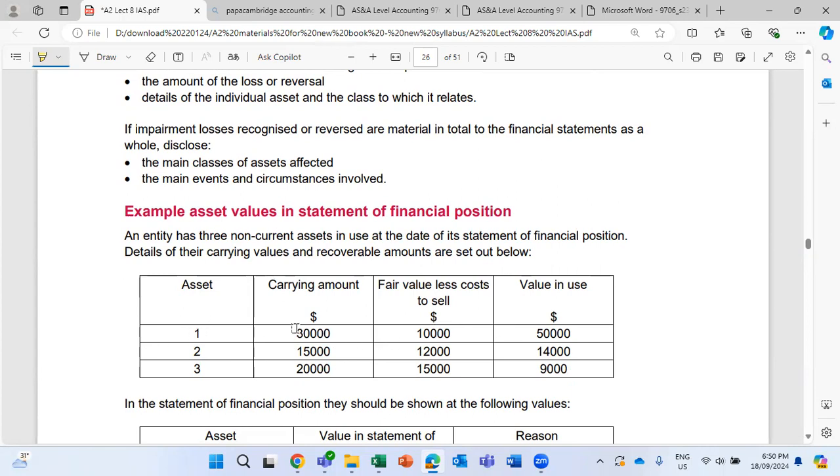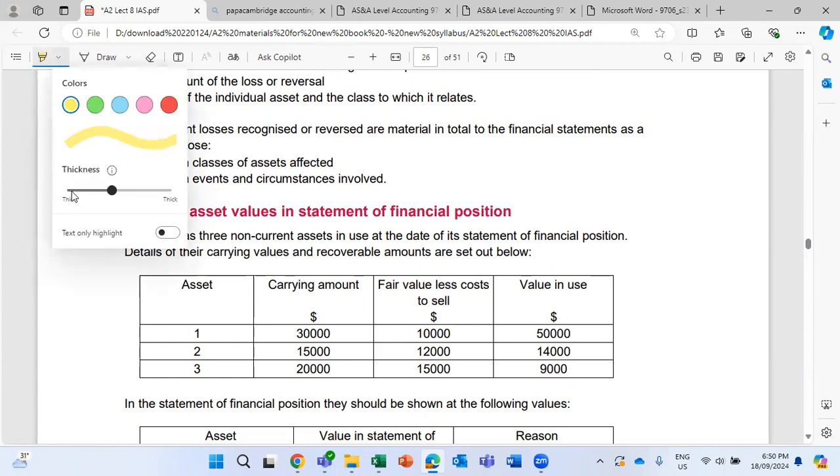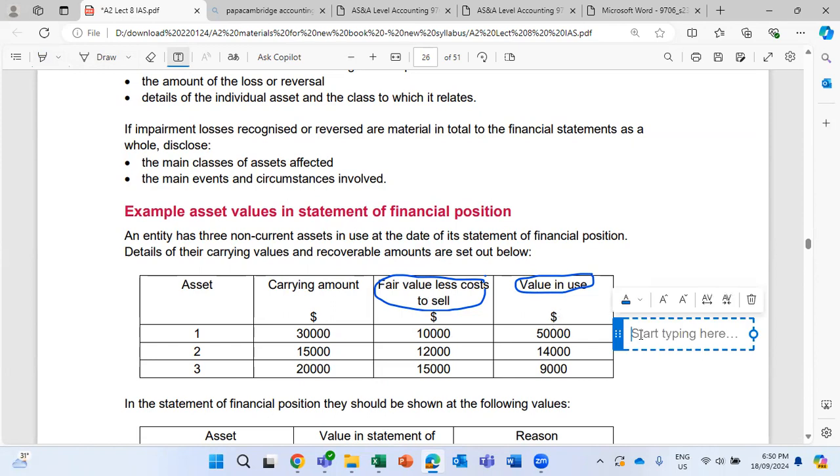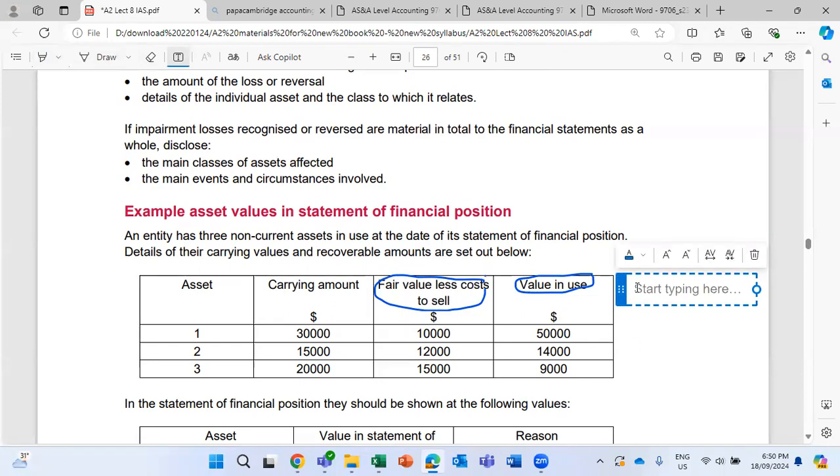Asset 1, the carrying amount is 30,000. Fair value less cost to sell is 10,000. Value in use is 50,000. So we need to compare value in use and fair value less cost to sell. We always pick the higher between these two. The higher between 10,000 and 50,000 is 50,000. This higher value that we just selected is called the recoverable amount. So in the case of asset 1, the recoverable amount is 50,000.